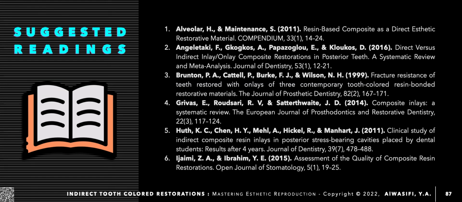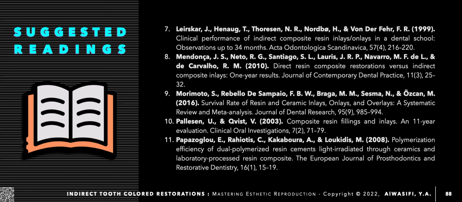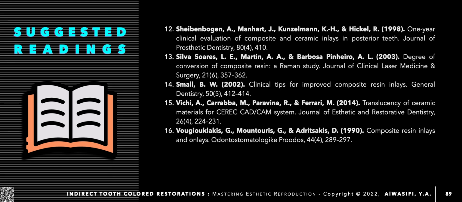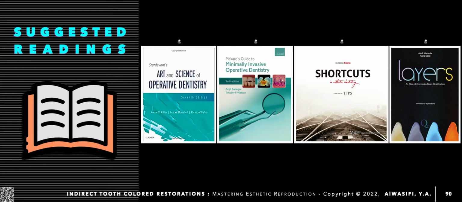Finally, those are the articles I used. If you would like to have much more reading about this topic, and in the next episode we will discuss the second type, which is ceramics as indirect restoratives. It's about 16 articles, and those are the textbooks I used in preparing this presentation.